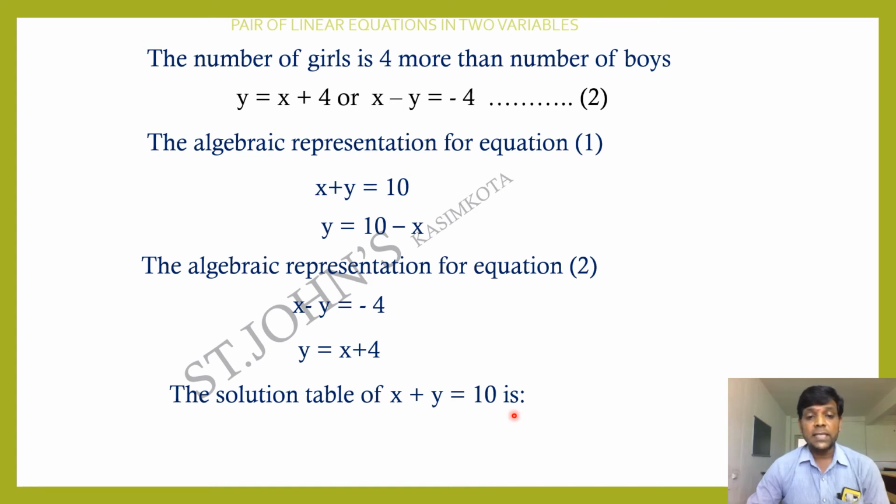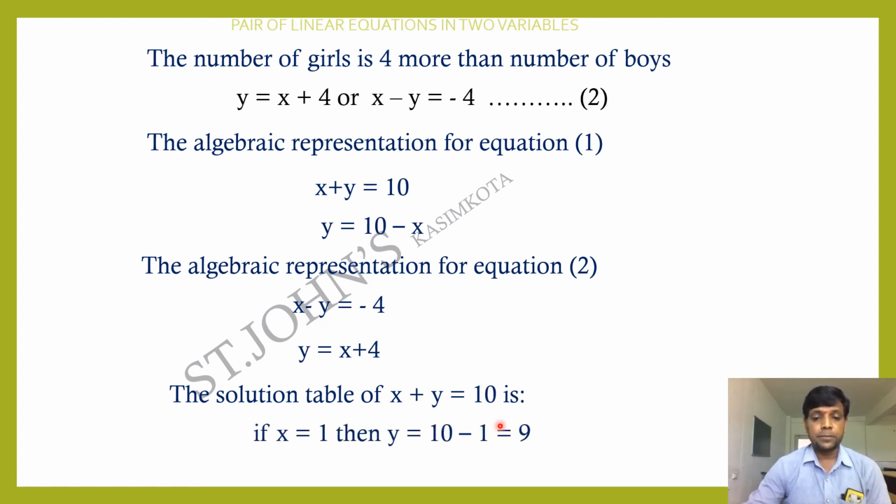First of all, you write the solution table of x plus y equals 10. After that, the solution table of x minus y equals minus 4. Clear? Now, if x equals 1, then y equals what? How to find the y value? y equals 10 minus x, so x equal to 1, then y equals 10 minus 1, which is 9.